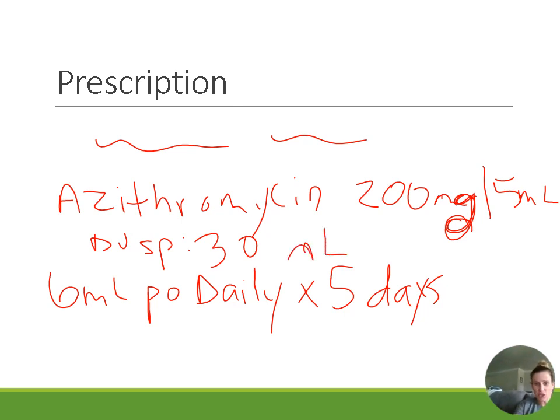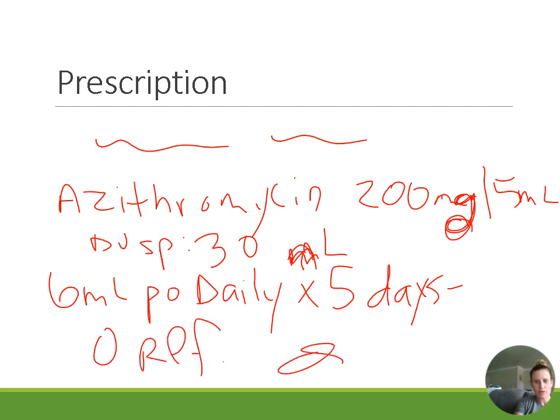I don't know if this actually comes in a 30 mL bottle. If not, the pharmacist will just give the patient more, and they'll add at the end of these directions, discard remainder, so that the patient knows after those 5 days they need to throw away the rest of the antibiotic. 0 refills, and then you're going to sign it. And that's it.